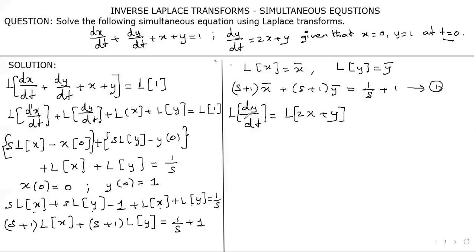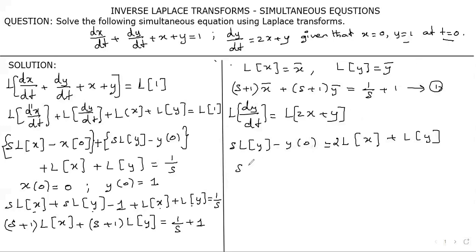Now what happens? See, this is the first derivative. So s L of y minus y of 0 will be there. And similarly, these are all the variables it is having. Similarly, 2 is a constant, so 2 L of x will be there plus L of y will be there. And now just apply the value y of 0. What is y of 0? It is 1. It is given here, 1.